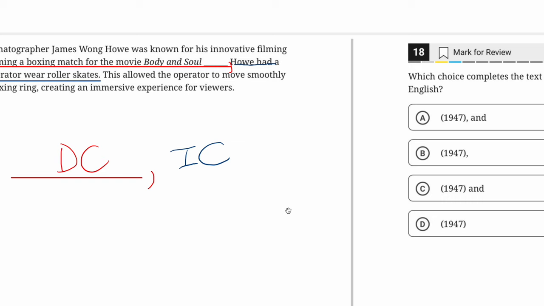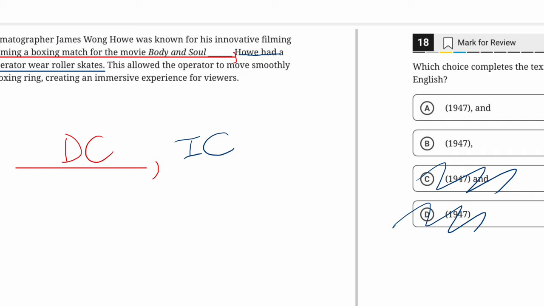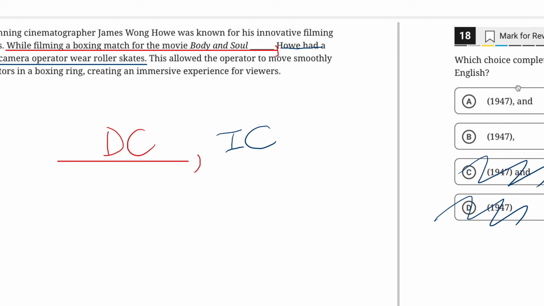And that allows us to eliminate D and C. And then with A, that's giving us an unnecessary transition word, and. And so what we can say here about the parentheses is that if there were no parentheses, we would just have a comma after Body and Soul. If you do need to insert parentheses, the comma would go after the parentheses. Again, you don't always need a comma after parentheses.